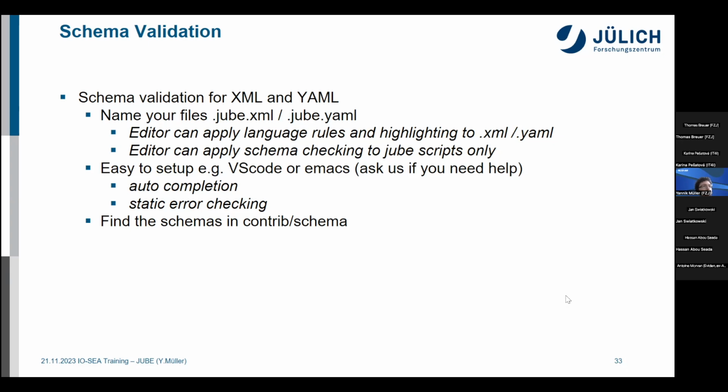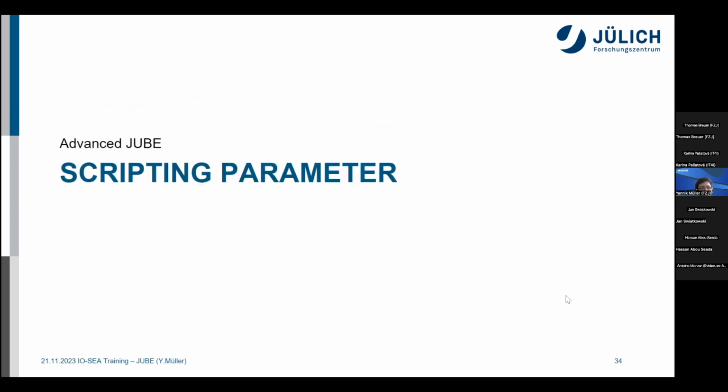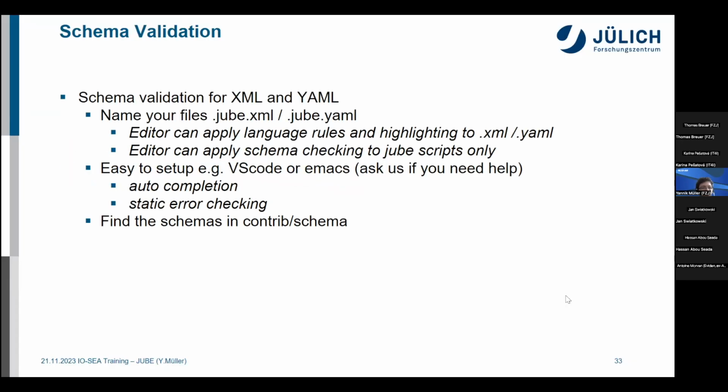And yeah, in this context, I skipped over, I would also recommend to maybe name your files something like jube.xml or jube.yaml instead of just the XML and YAML ending. This allows you then to apply both standard XML and standard YAML syntax highlighting and checking, and for files that end with this specific pattern, additionally apply the JUBE schema.